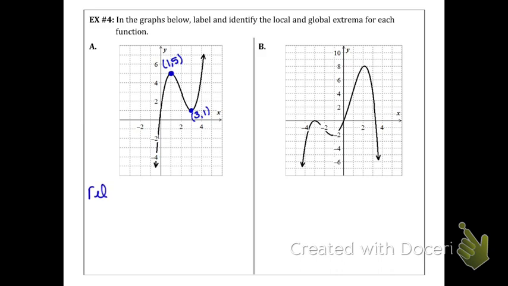So I have a relative or a local maximum. That's going to be 5, and it's at x equals 1. And then I have a relative or local minimum, which is going to be 1, and that's at x equals 3.